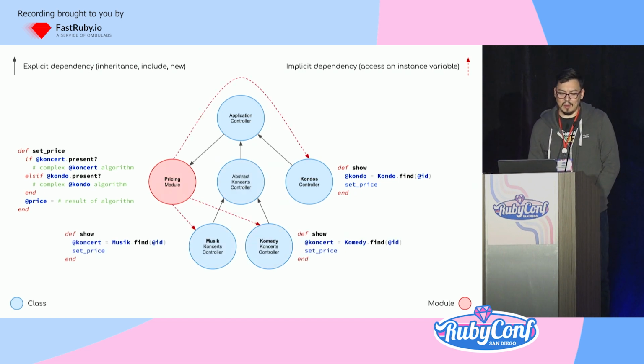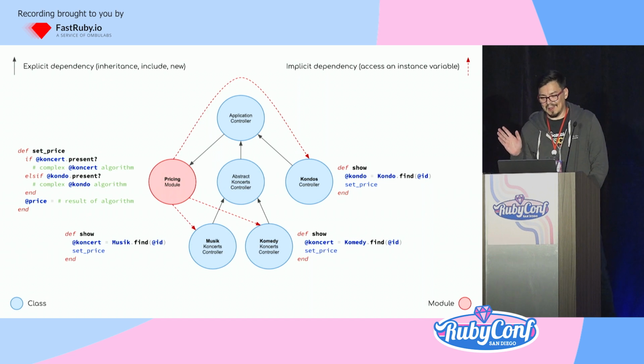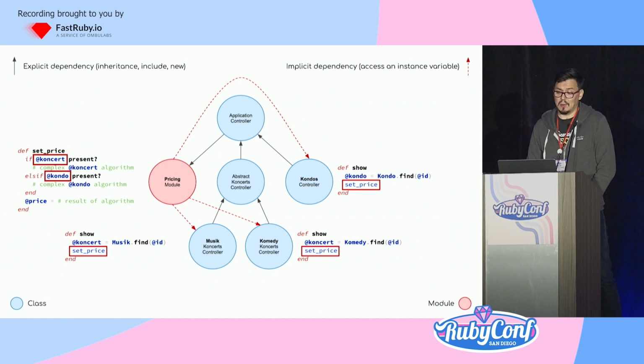All right, so here we are. There are 5 classes in one module, and we already have nearly as many problems here. First, there are mystery guests all over the place, including the setPrice method in the controllers and the instance variables in the module. It's unclear where they are defined if you're looking at each one of these files. And that's making the code harder to understand, and it makes it prone to mistakes.